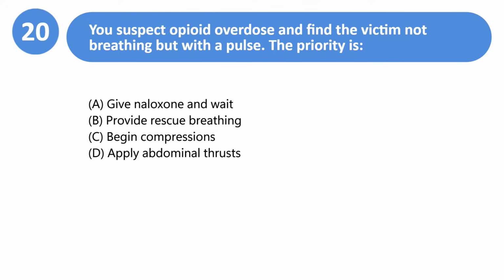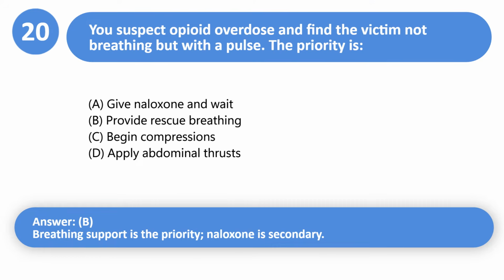The priority is: A. Give naloxone and wait. B. Provide rescue breathing. C. Begin compressions. D. Apply abdominal thrusts. Answer, B. Breathing support is the priority, naloxone is secondary.